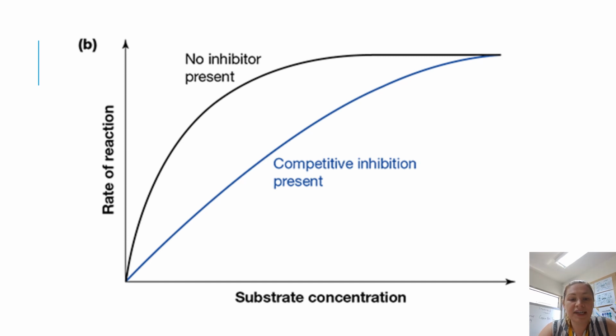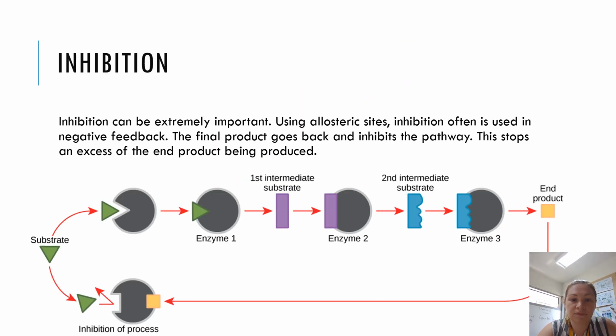Okay, we can see here the difference in rate of reaction. When there's no inhibitor present, the reaction is quicker, and when we've got a competitive inhibitor, it still works, but the reaction is at a slower rate. Okay, this is an example of when inhibition can be really important. It's often used as part of negative feedback loops. So that's a useful diagram to add to your notes.